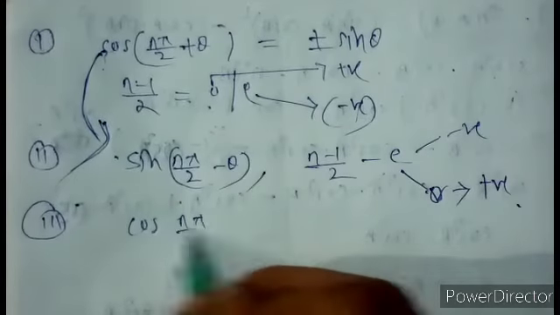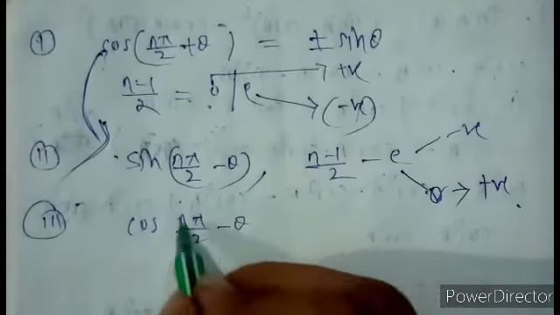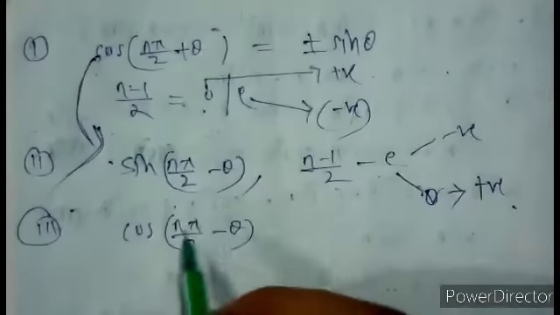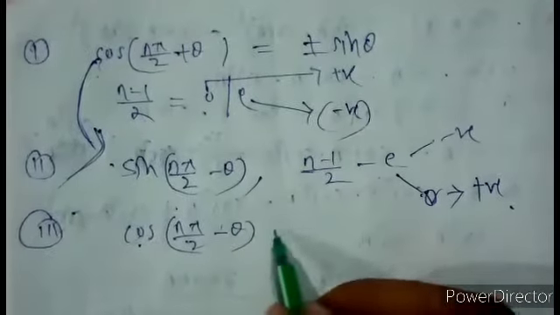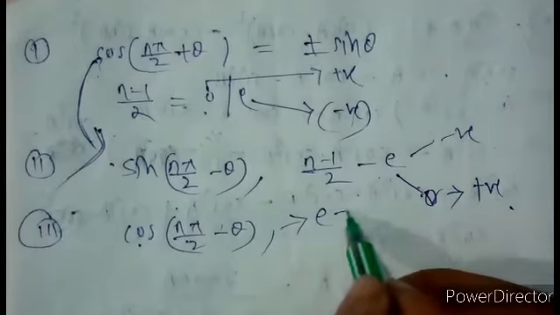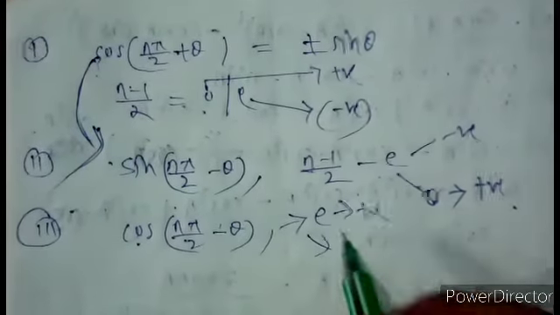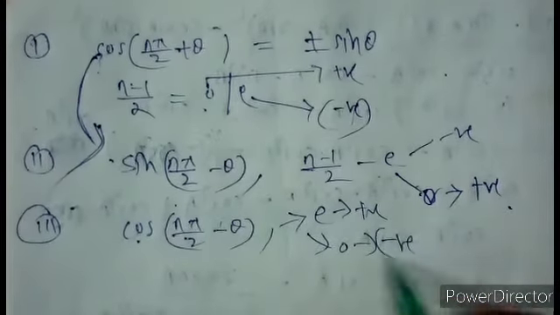Simply we will write that cos(nπ/2 − θ) is equal to the formula of sin(nπ/2 + θ). There, if it is even, then it is positive, and if it is odd, then it is negative.